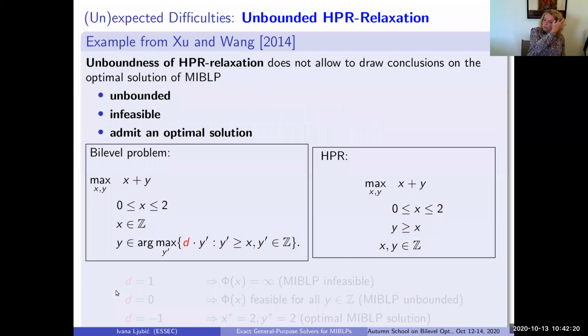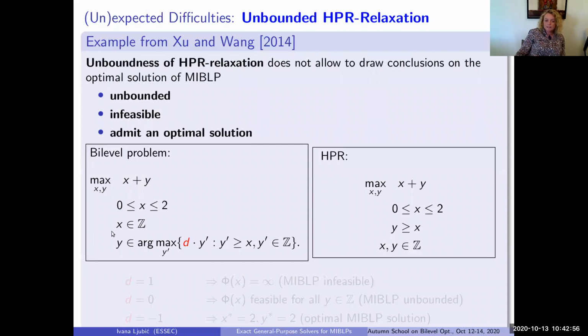So this is an example from Su and Wang's paper from 2014 that shows you that depending on the direction, on the objective function in which you are optimizing the lower level problem, even though the HPR relaxation is unbounded, you can have a bilevel problem for which there exists an optimal solution, for which the bilevel problem is infeasible or indeed unbounded.